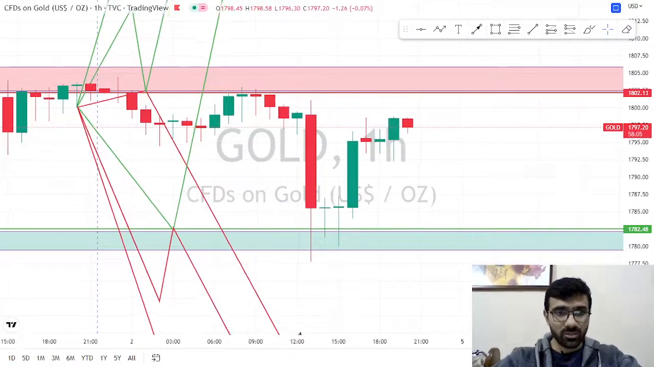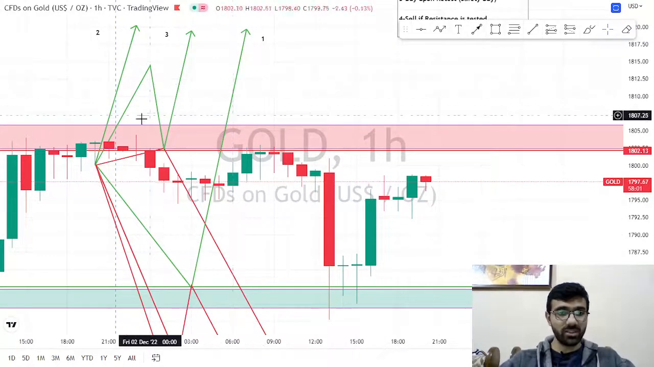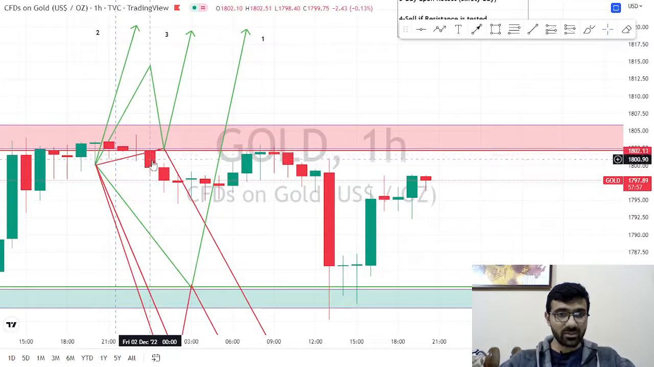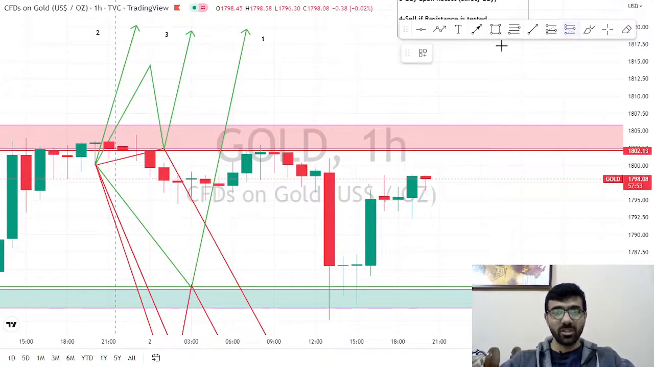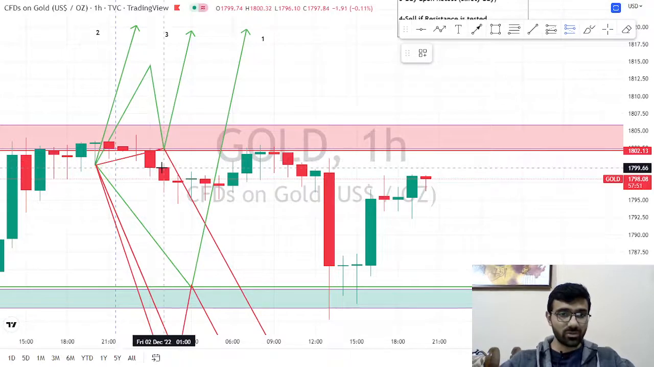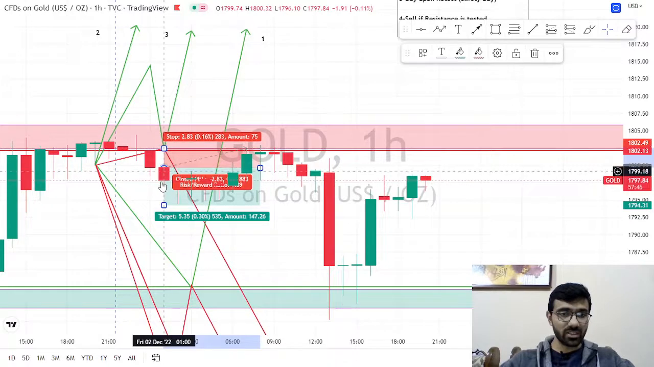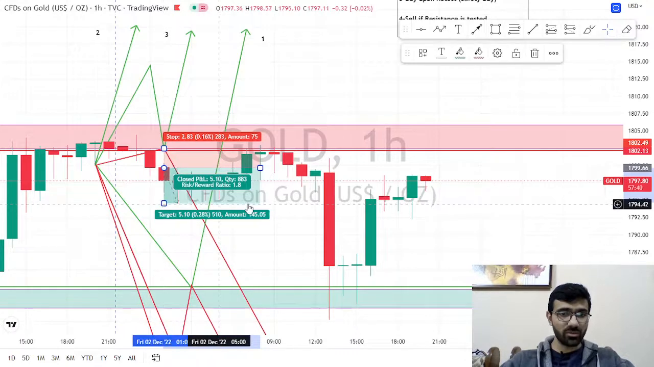Okay, so now let me zoom in a little bit for you guys so you can see how we would have taken the trades. You guys can see that market remained sideways and then as soon as the market closed below our area of resistance, then we could go short. So if we would have gone short from here, our stop loss would be just above this previous candle and our take profit would be approximately till here. So this trade would have given us a take profit of 1.8%, which is amazing.